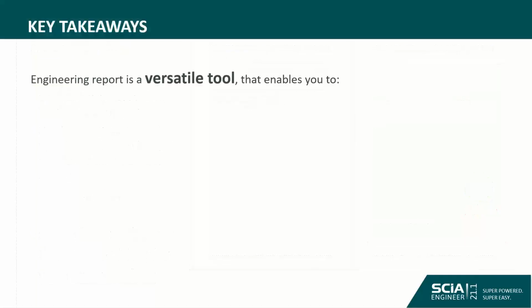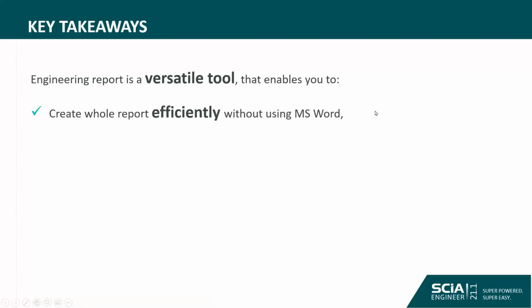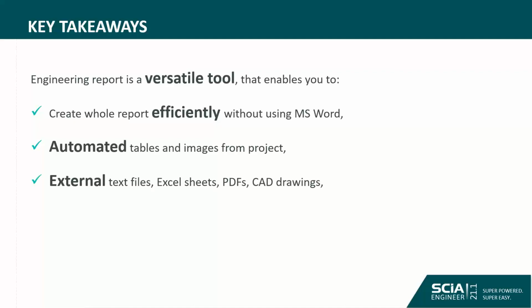So the key takeaways would be that the engineering report is a versatile tool to create the whole report efficiently, to automate creation of tables and images from the project, and to support the vast majority of necessary external items such as text files, Excel spreadsheets, PDFs, images, and CAD drawings. And you can also use templates to avoid repetitive work in the future.